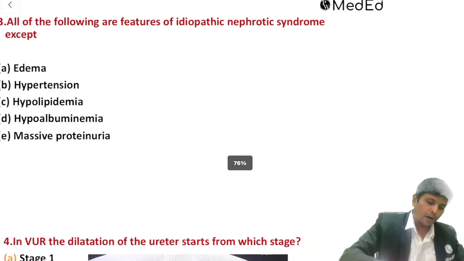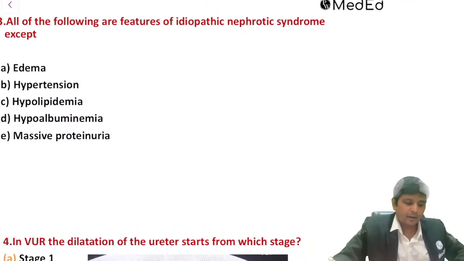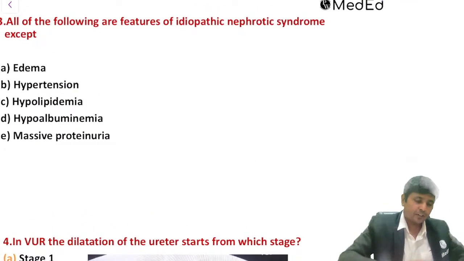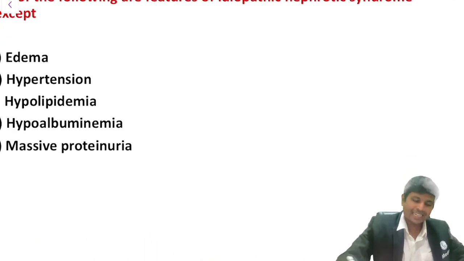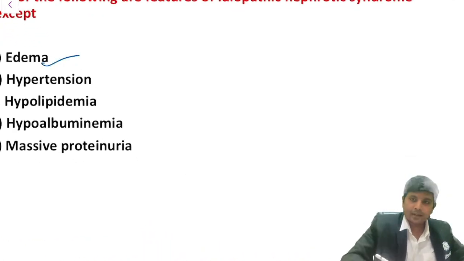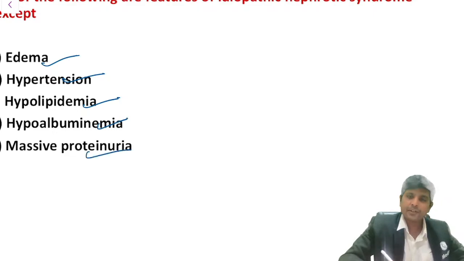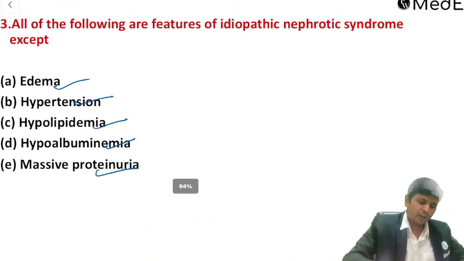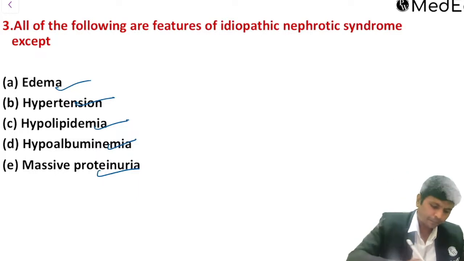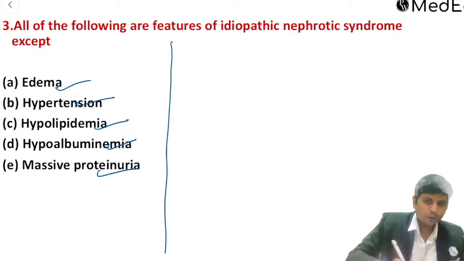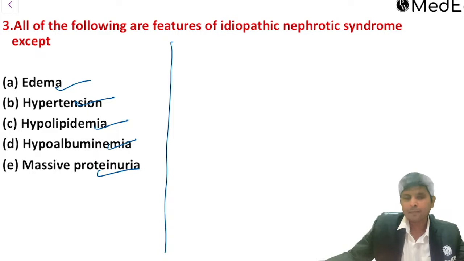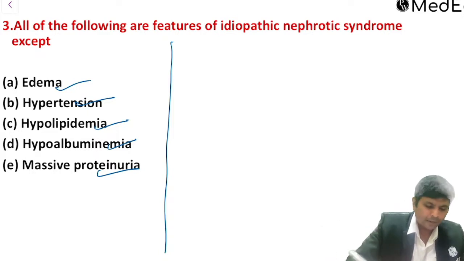Second, all the following are features of nephrotic syndrome except: edema, hypertension, hypolipidemia, hypoalbuminemia, massive proteinuria. So what is this? Let us see. What about nephrotic syndrome?